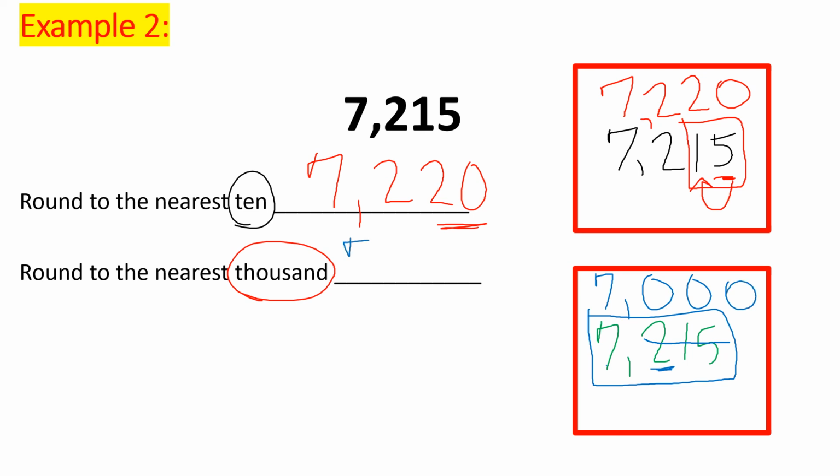So I can come over and say, you know what, when I round 7,215 to the tens, I get 7,220. But if I round it to the thousands, I'm just going to get 7,000.